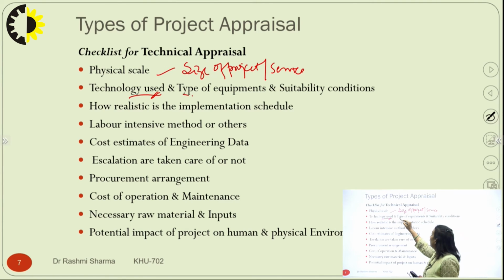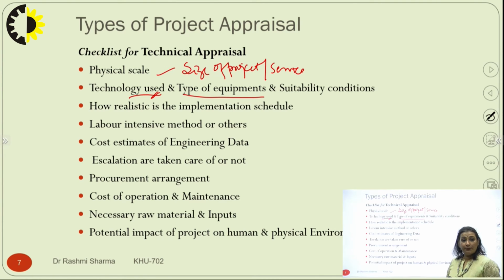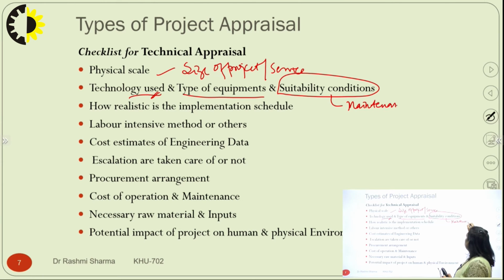Then we have to see the different types of equipment involved, and whether those products or machines are suitable to work in the current environment, or whether they require a change. If they require a change, or maintenance or replacement, we have to look into those conditions.